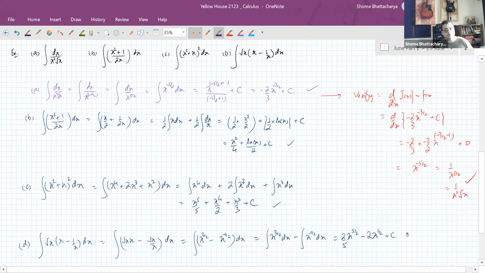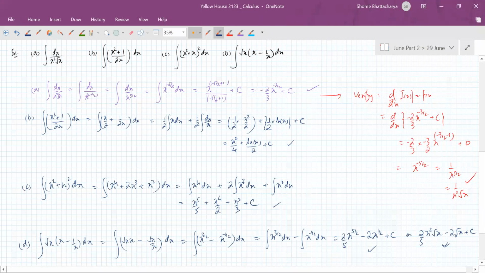Plus c. Or we can also similarly express this as 2 by 5 x square root x minus 2 root x plus c. So both of these are equally all right. It's just a matter of how we are expressing it finally. Okay, so hope the process is clear for each of these 4 integrations. Let me know if you have a doubt in any of the steps or anything.